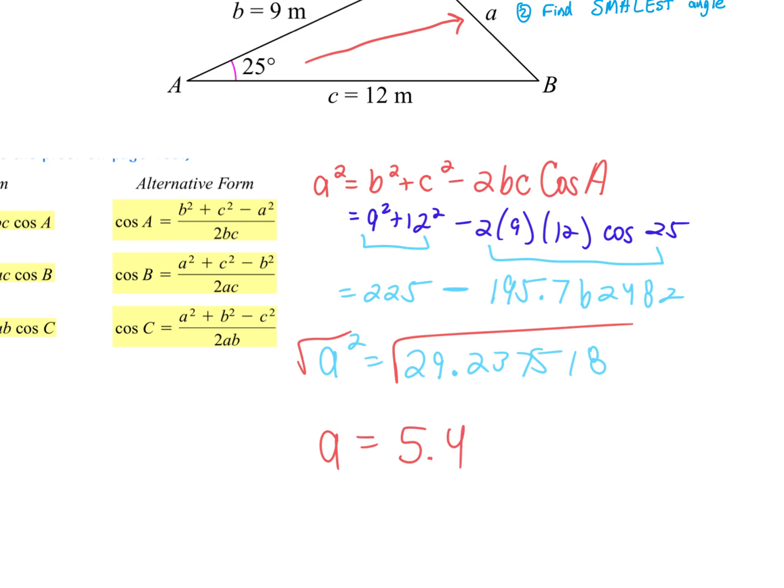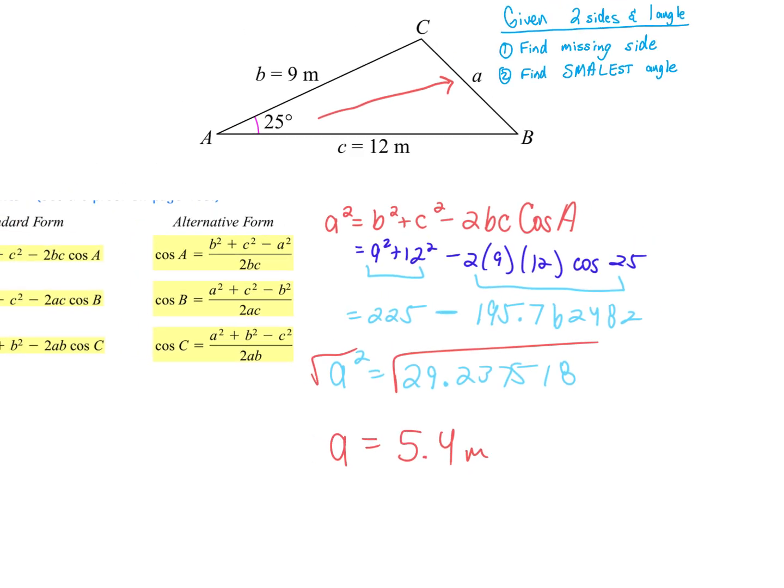About 5.4. How come, guys, this isn't 5.4 meters? How come I don't have plus or minus? We're talking about length, right? We're talking about length, so we don't want to have negatives.